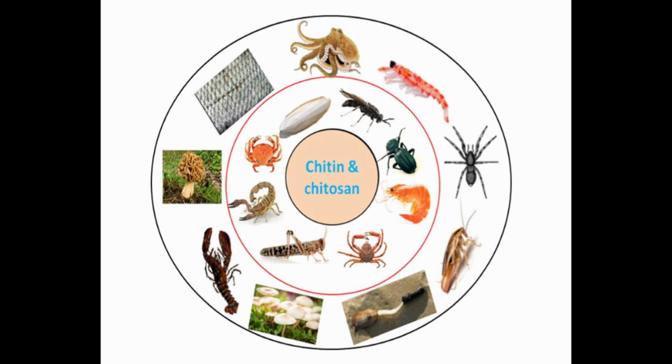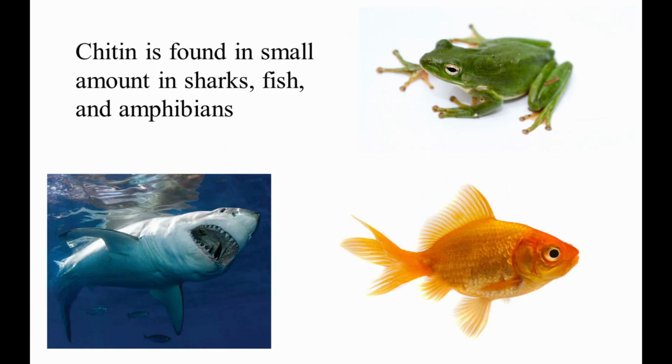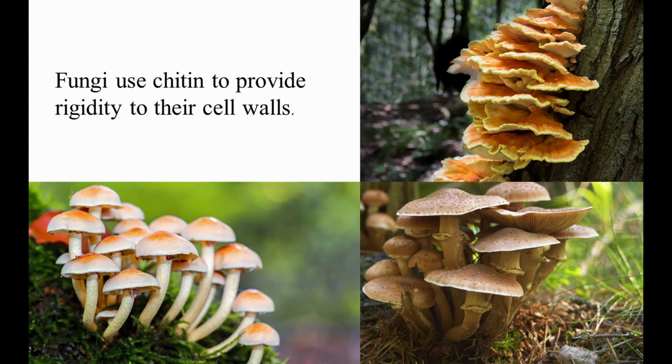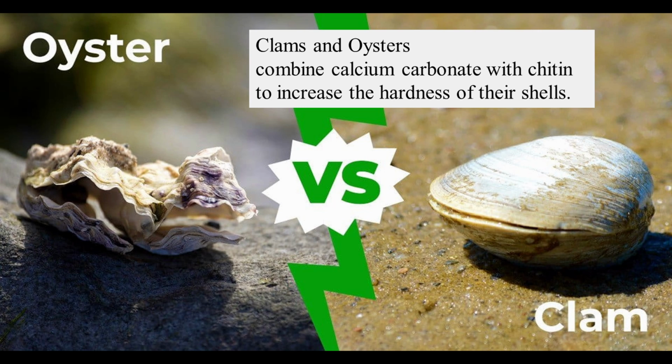In animals, chitin is the complex sugar that is found in the exoskeletons of invertebrates, including insects and crustaceans. Chitin is also found in small amounts in sharks, fish, and amphibians. Fungi use chitin to provide rigidity to their cell walls. Mollusks, such as clams and oysters, combine calcium carbonate with chitin to increase the hardness of their shells.